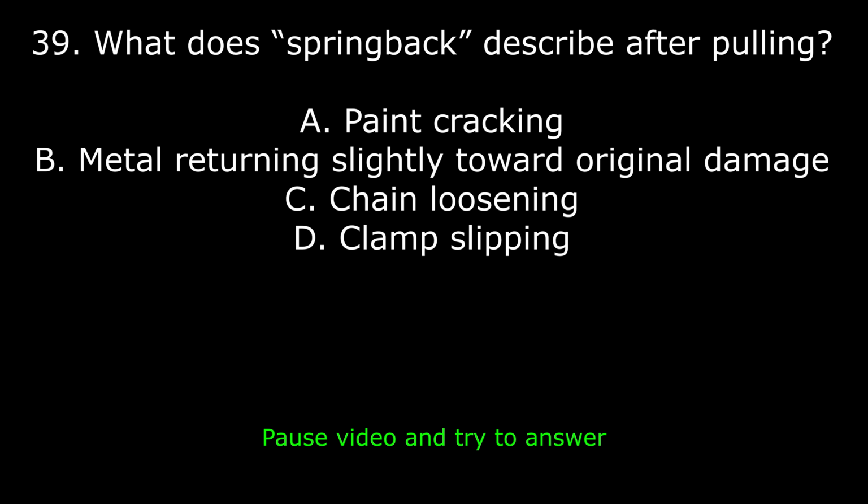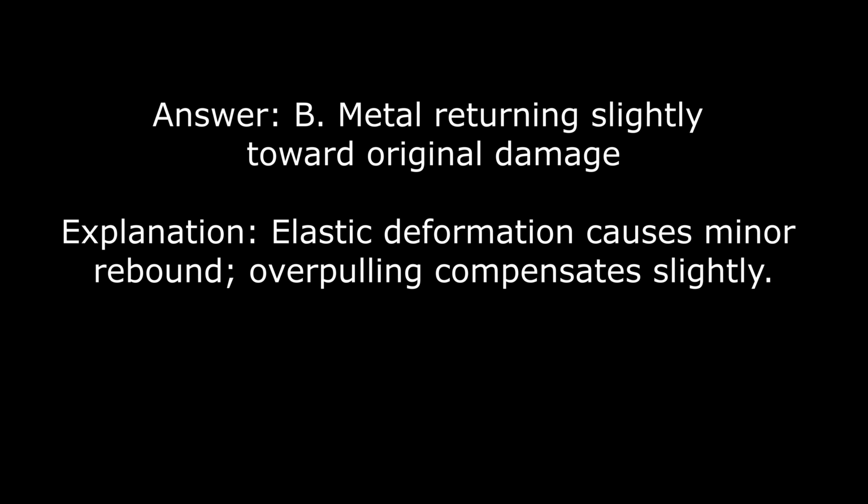39. What does the term springback describe after pulling? A. Paint cracking. B. Metal returning slightly toward original damage. C. Chain loosening. D. Clamp slipping. Answer: B. Metal returning slightly toward original damage. Explanation: elastic deformation causes minor rebound, over-pulling slightly compensates.